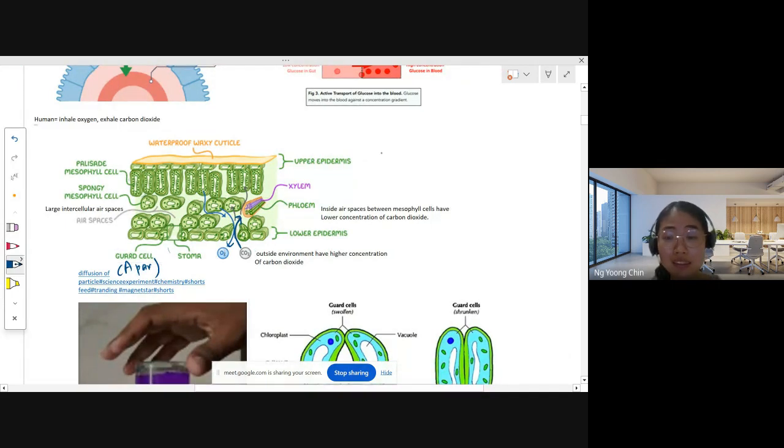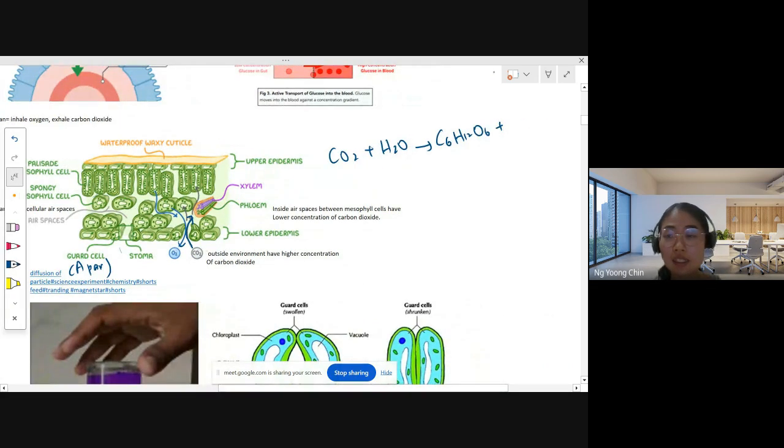Yeah, this is the equation for your reference. Carbon dioxide plus the water. Okay, so they will make the glucose, C6H12O6, and then they will release the oxygen. Okay, so this is the equation for photosynthesis.